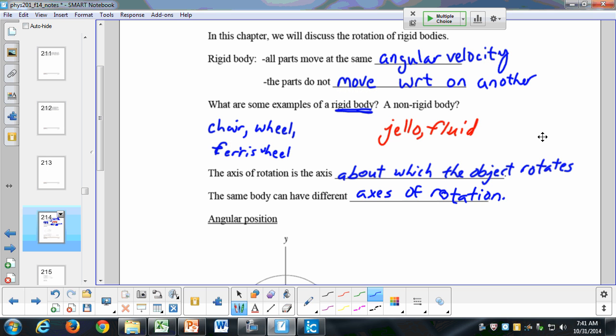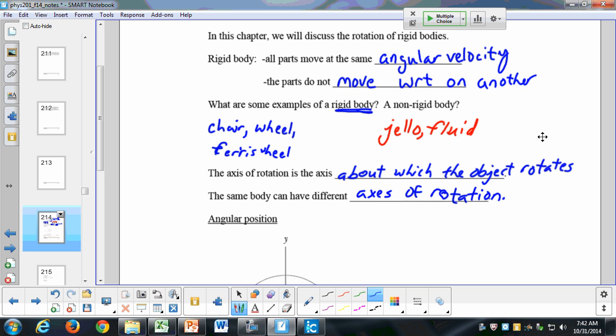So for example, I can have several axes of rotation. I can rotate about this axis, and then I spin around like this, like I'm a ballerina or whatever. But I can rotate about other axes too. I can rotate about this axis, and if I did that, that would be called a what? A cartwheel. Y'all want to see? No, I can't do a cartwheel. And I can also rotate about this axis, and that would be like a forward or a backward split.